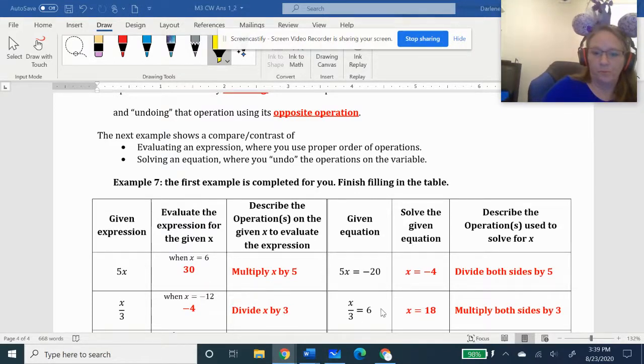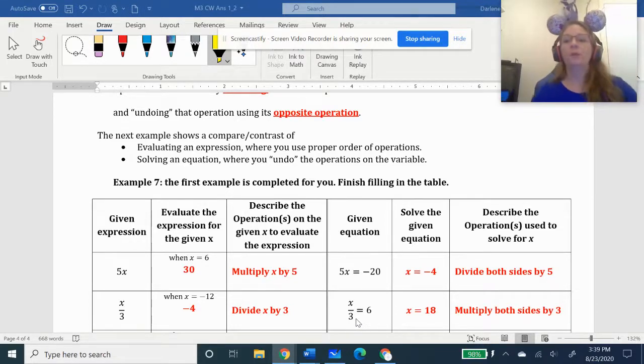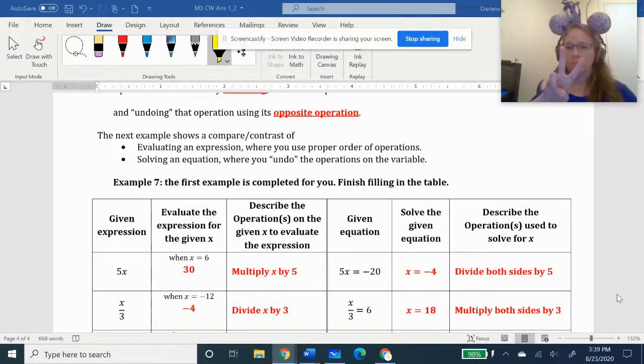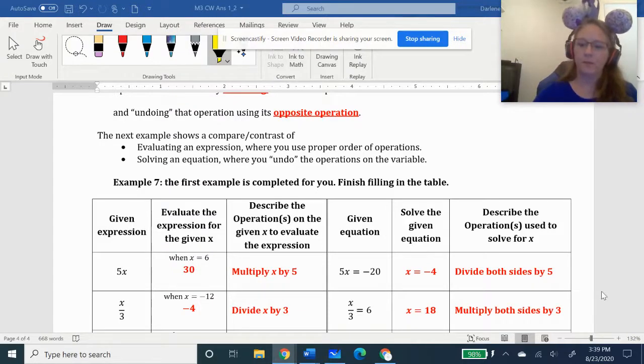Over here, you're dealing with an equation. You want to undo the division by 3. Not do it, you want to undo it. So you're going to undo it by multiplying both sides by 3. Now, see if you can do the next one. Pause. All right, let's see.